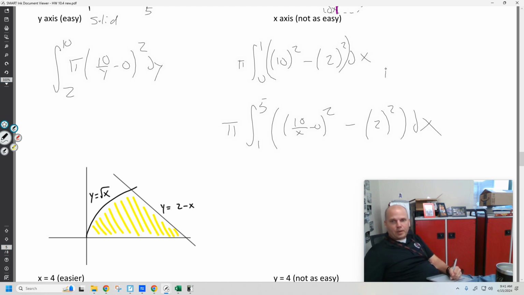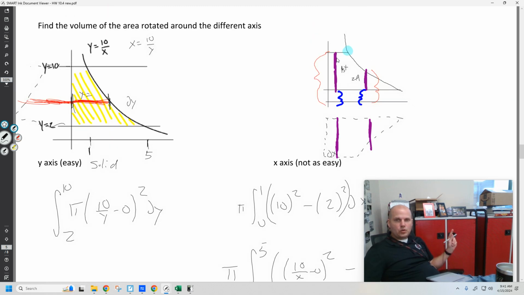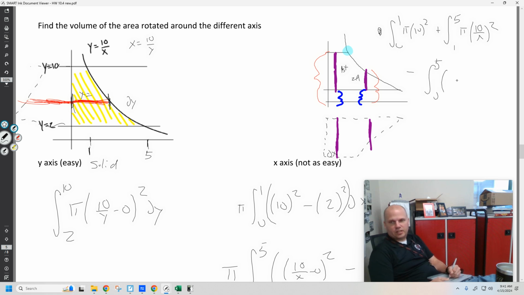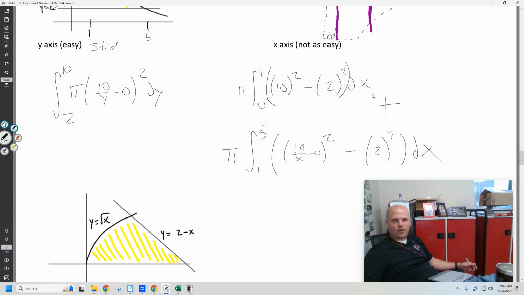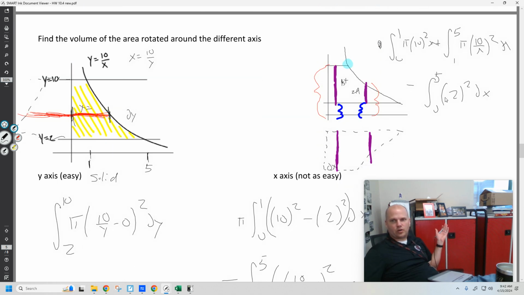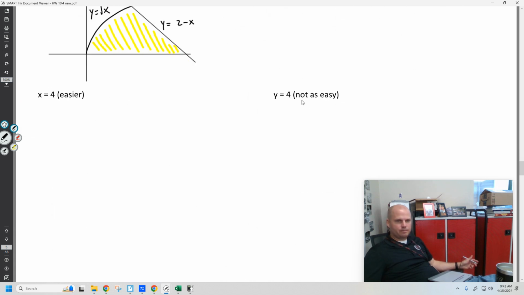This could have also been done if you did the following. 0 to 1 of your outer radius squared, 10, plus 1 to 5 of your outer radius squared again, and then subtract 0 to 5, those inner radiuses. You can see I subtracted from 0 to 1 and subtracted from 1 to 5. We could have just subtracted all of it from 0 to 5 and think about it separately.